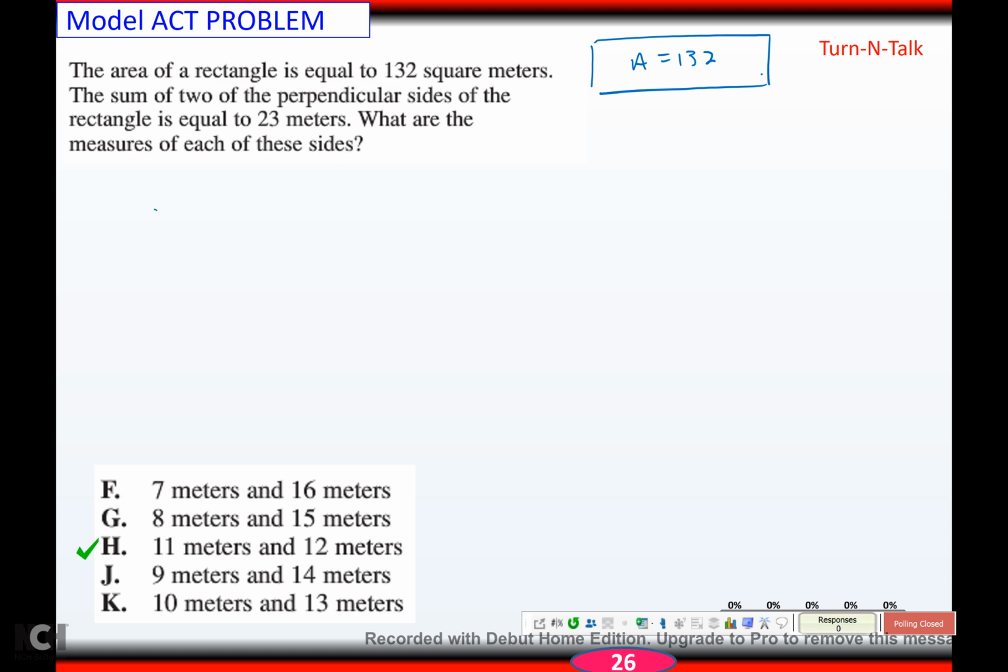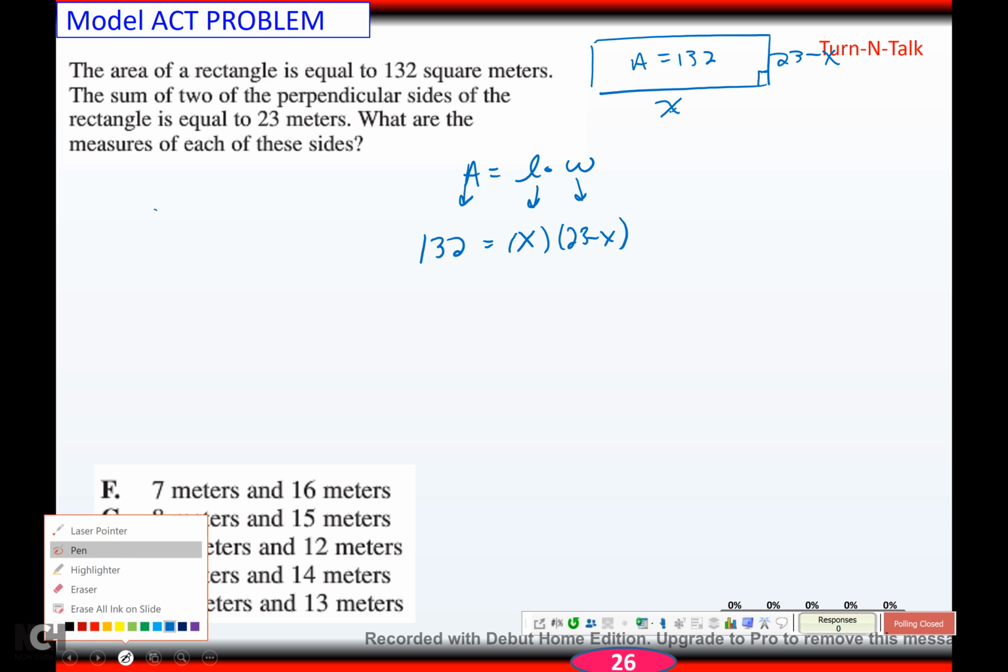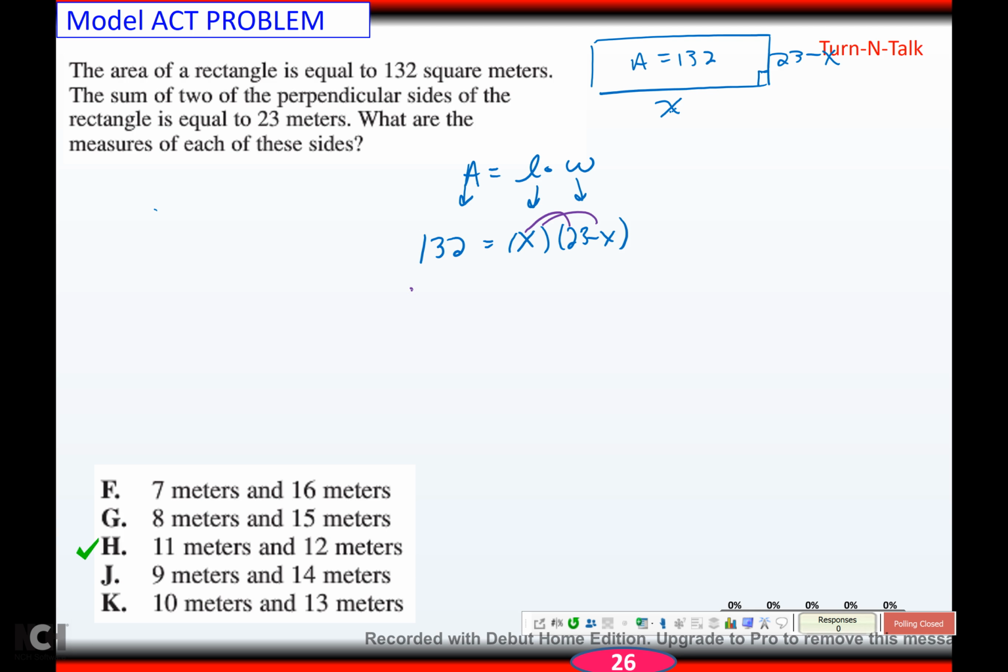The sum of the two perpendicular sides is 23. So if I call this x, then what's left, if I have 23 altogether and I give x of it away here, then what's left is going to be 23 minus x. So it says, what are the measures of each of the sides? Well, I know that area equals length times width. They gave me area is 132. They gave me my length is x, and my width is 23 minus x. So this is going to be quadratic, because when I distribute, I get 132 equals 23x minus x squared.